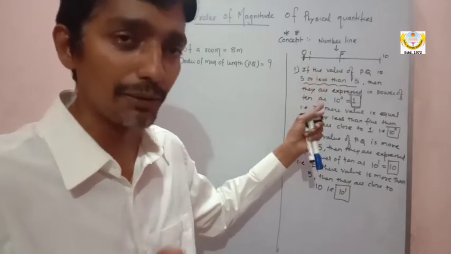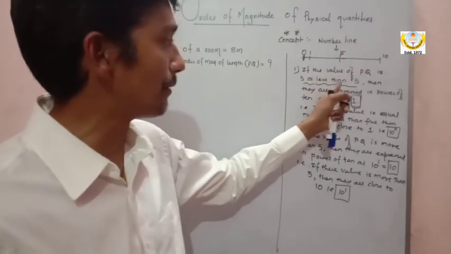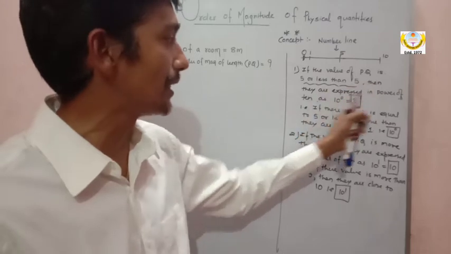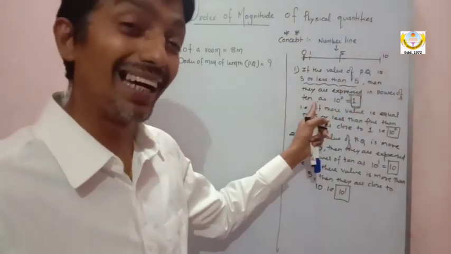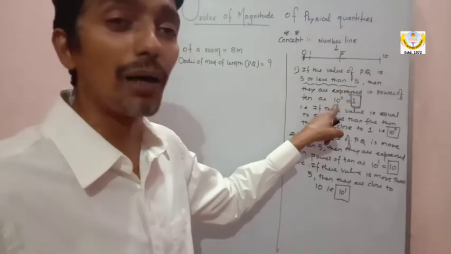Now the time comes, bache, where I have to show you. If the value of a physical quantity is 5 or less than 5, then it is expressed in power of 10 as, how will we express it in power of 10? 10 power 0.